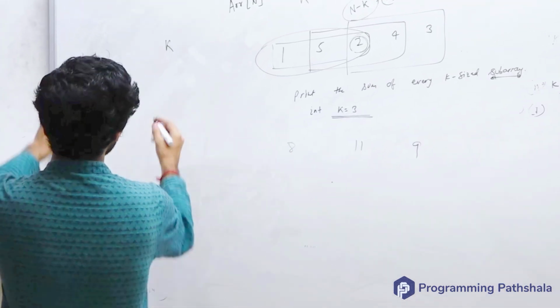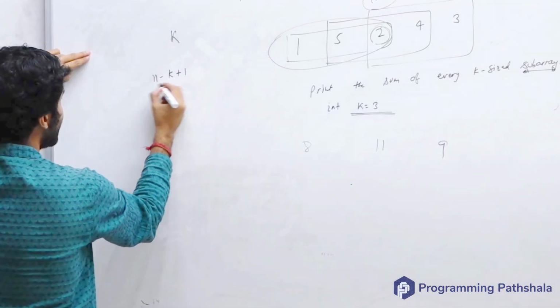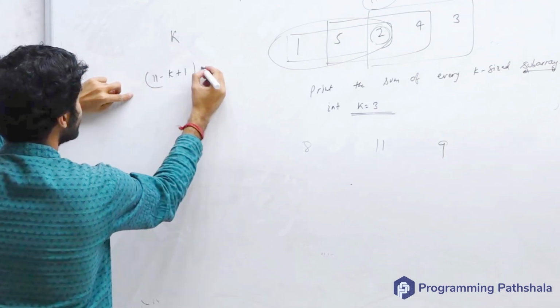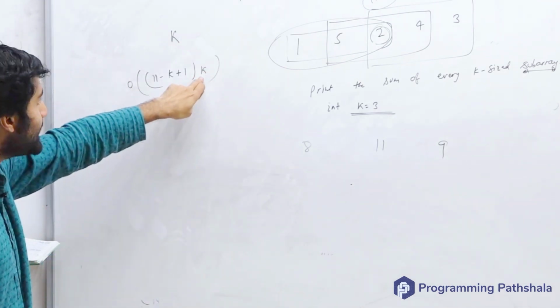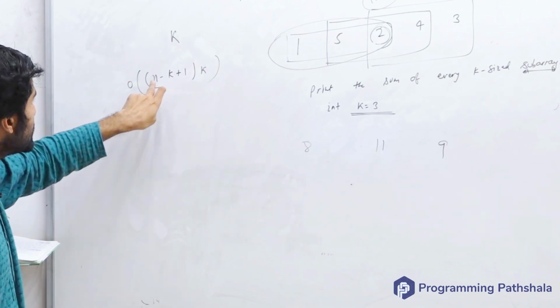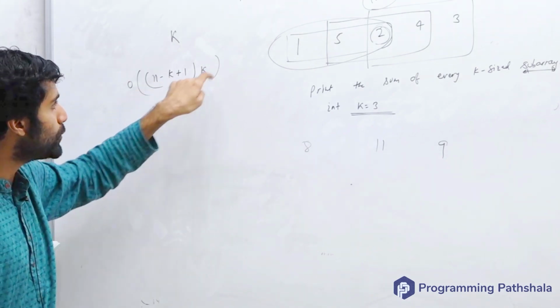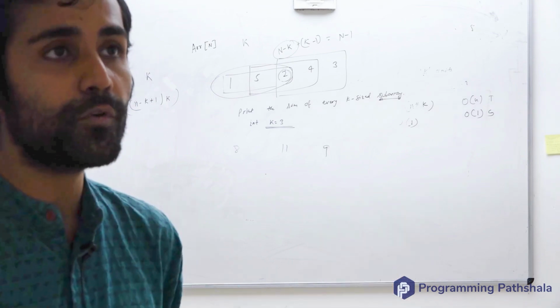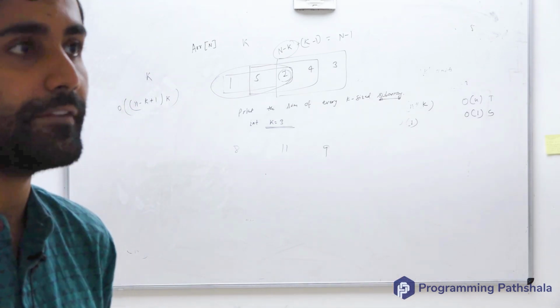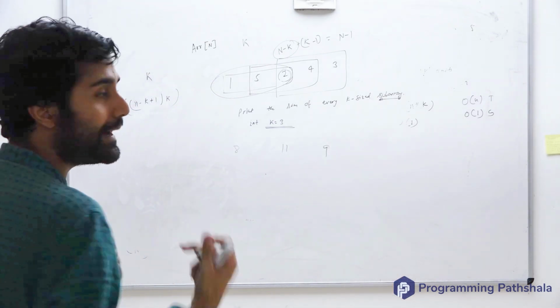So if there are n minus k plus 1 subarrays, and for each subarray you are doing this much work, your time complexity will be this much. And if, let's say, your k is n by 2, then this will be n by 2 and this will be n by 2, and your time complexity would be order n square. So the brute force approach is order n square, and this is not a very efficient one. So can I do better than this?